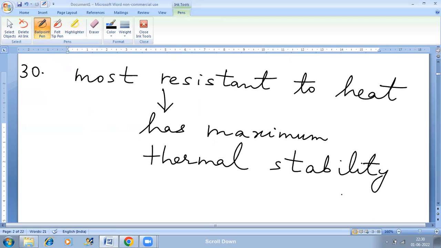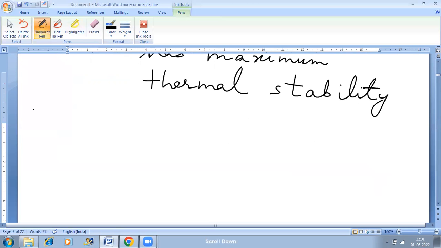And the compound having maximum thermal stability will decompose at the highest possible temperature. That means a very high temperature is needed in order to decompose it. Now, if you look at the options, there are 4 compounds given. They are carbonates of alkaline earth metals.